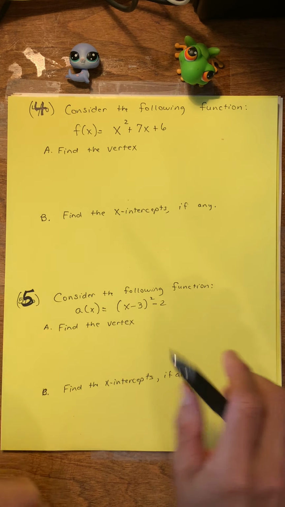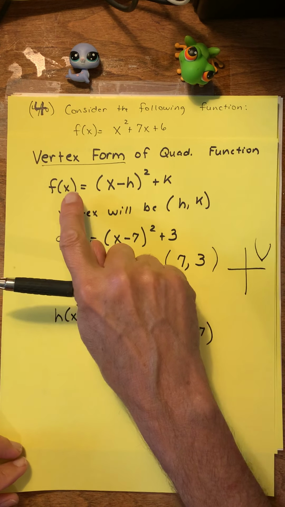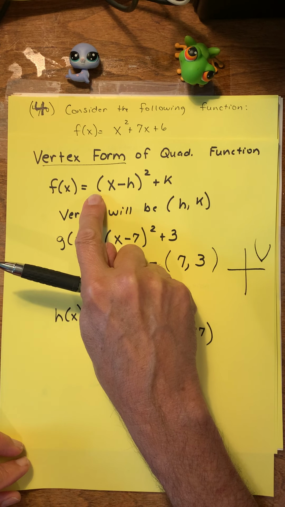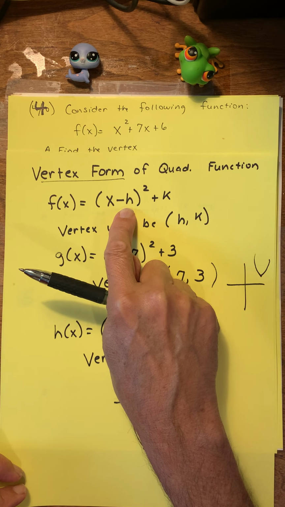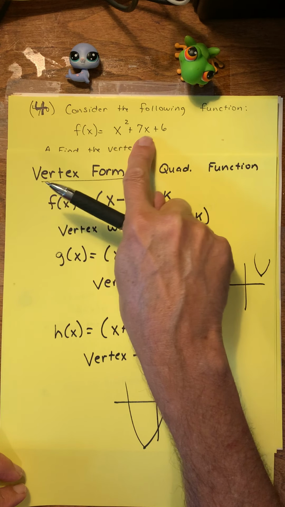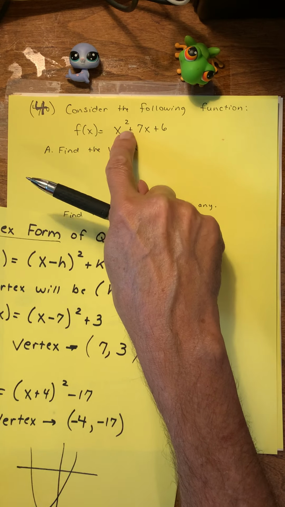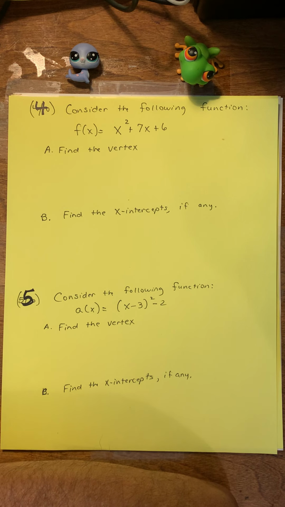All right, consider the following function. F of x equals x squared plus 7x plus 6, and ask me to find the vertex. Hey, wait a minute. This is not in vertex form. Vertex form is something in parentheses squared plus something else. That's not vertex form. This is in standard form, so I'm going to have to come up with another way to find the vertex. You ready?